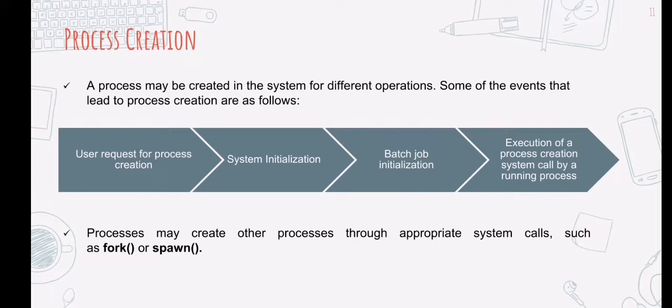Now, in the system, a process for each operation can be created. The following are some of the events that lead to the creation of a process. First, the user request for process creation. Another is the system utilization. Third is the batch job initialization. And the fourth is the execution of a process creation system call by a running process. Processes can create other processes by using system calls such as the fork or the spawn command.